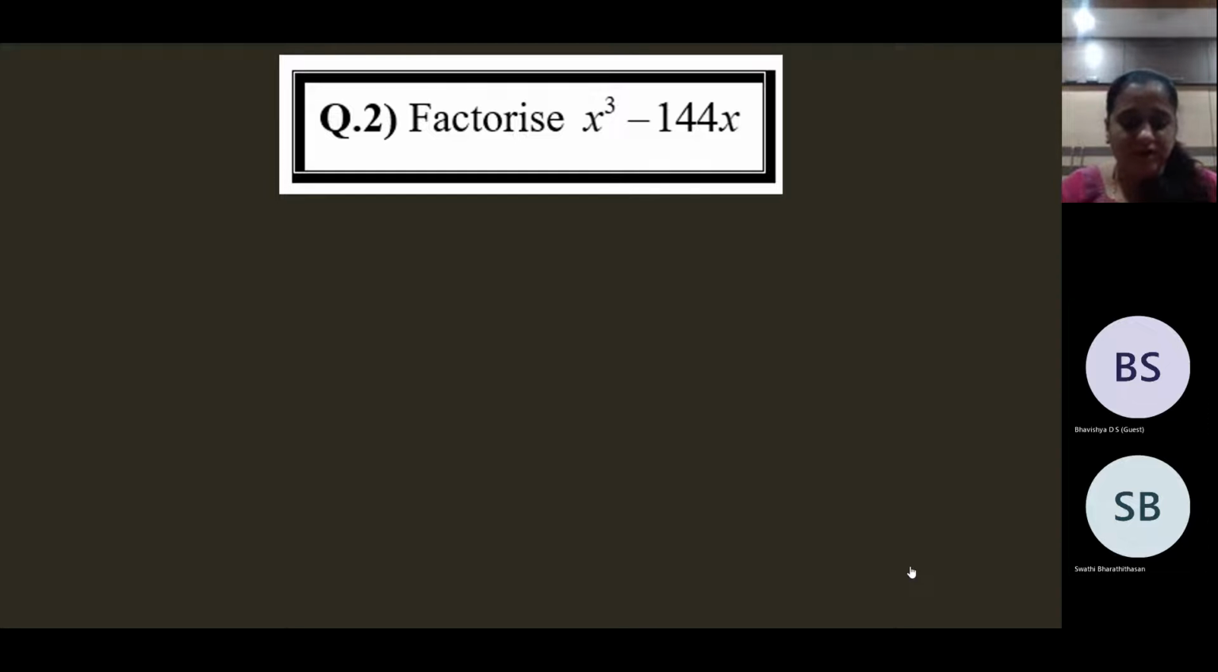Swati, second one, you have not factorized it completely. So Swati, you get only 3 by 4 for the second one.